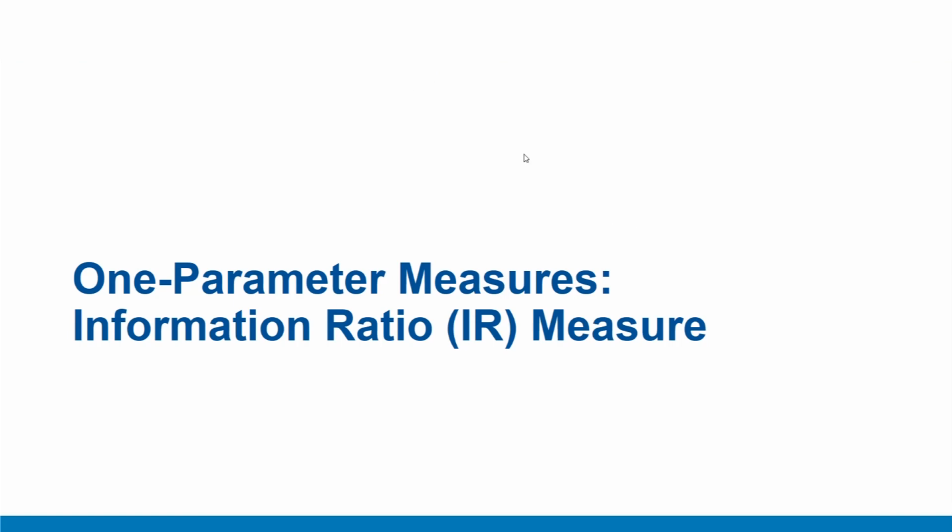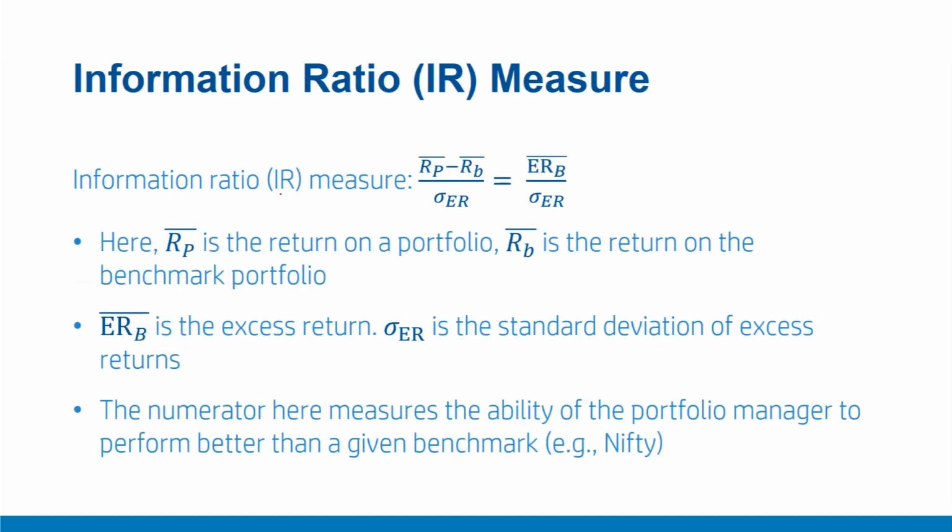In this video, we'll discuss a very important one parameter measure of portfolio performance, that is the information ratio measure. Information ratio is computed with this formula, RP bar minus RB bar upon sigma ER. Here, RP bar is the return on a portfolio that is under evaluation. RB bar is the return on a benchmark portfolio against which this RP bar is compared. And therefore, RP bar minus RB bar is basically the expected excess return on the portfolio as compared to the benchmark. Sigma ER is the standard deviation of excess returns.